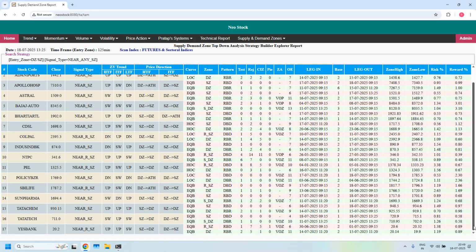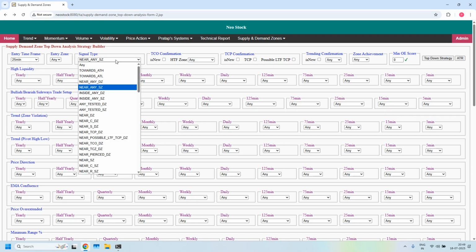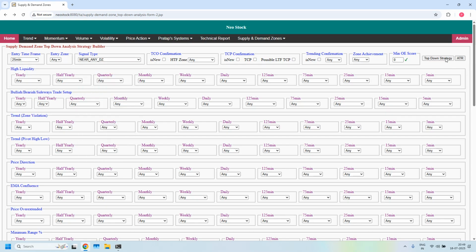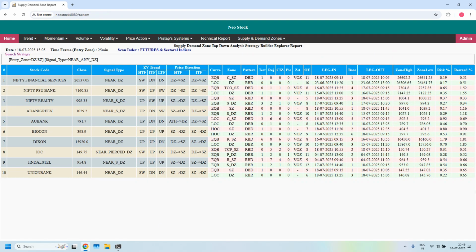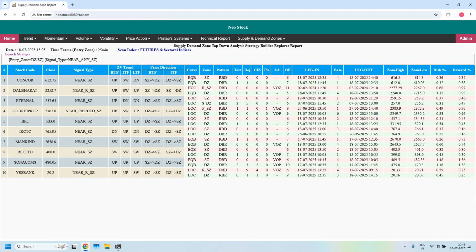Stocks near to the 125 minutes supply zone. Next time frame 75 minutes already generated in the beginning of the report. So the next time frame is 25 minutes. Stocks near to the 25 minutes demand zone. We got 10 stocks. Next, stocks near to the 25 minutes supply zone. We got 10 stocks.